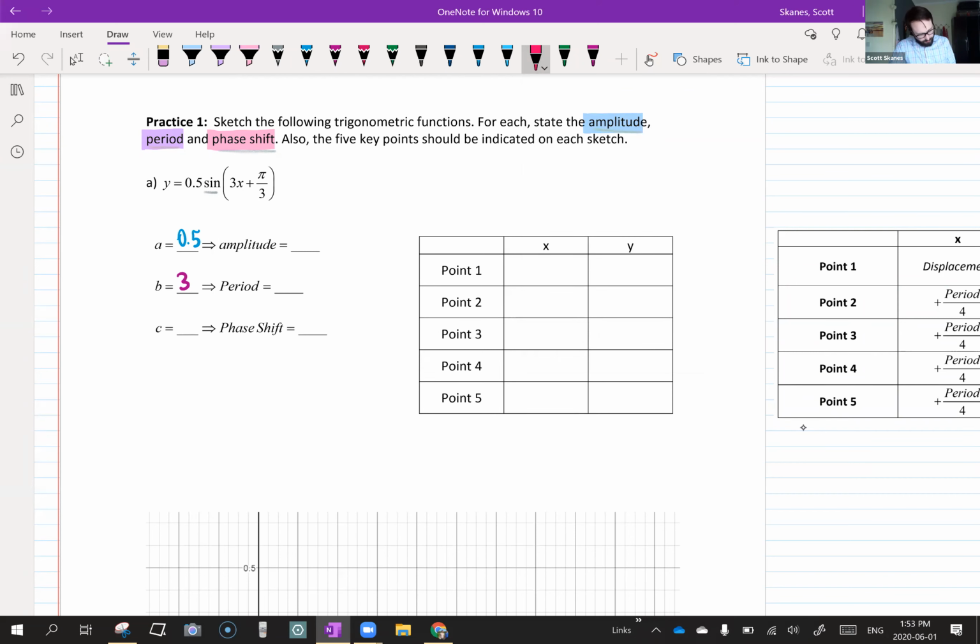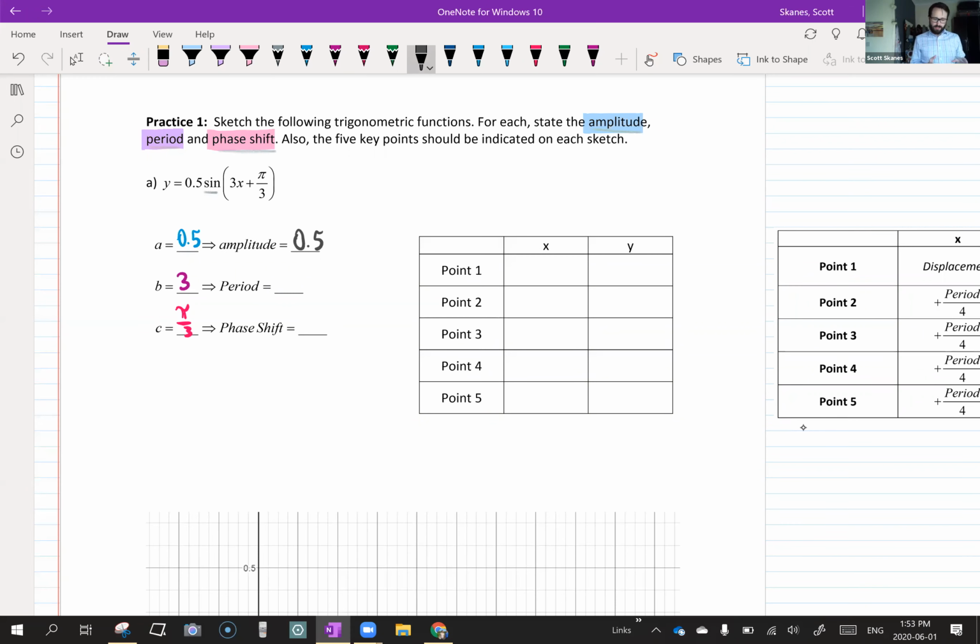Our C value will be pi over 3. All right, those are our 3 numbers that are important. Those are these 3 numbers here. They come straight from the graph. The amplitude, 0.5. All right, 0.5, or 1/2, right? Whichever one you want.